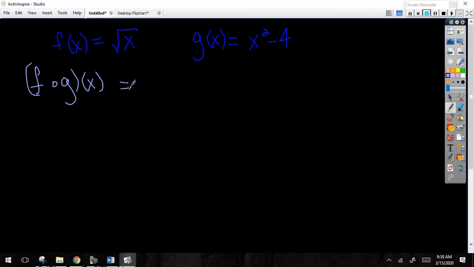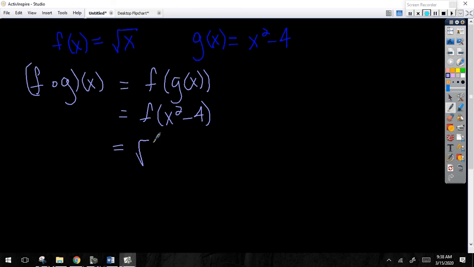So if you recall, I told you there are different ways to write composition, which is what this is. This is the same thing as f of g of x. So what I want to do is take g of x, which is x squared minus 4, and that is going in for the x in f. So I have the square root of x squared minus 4.